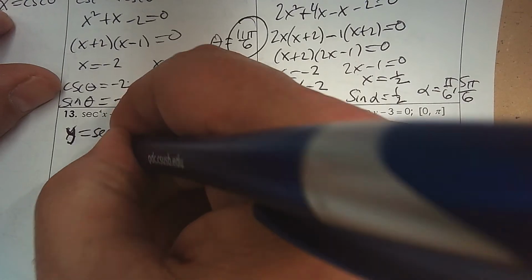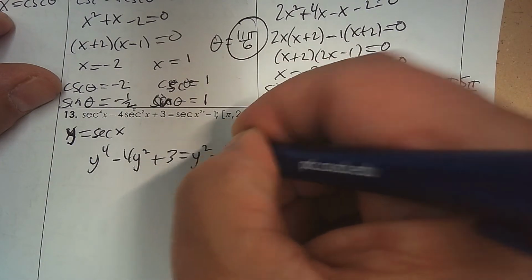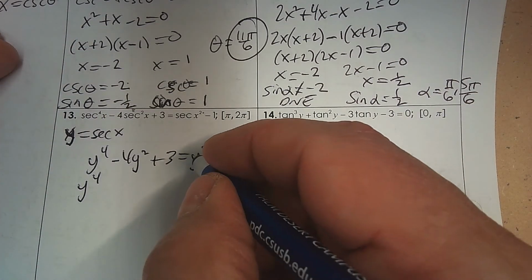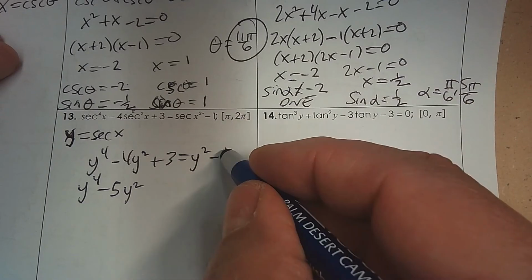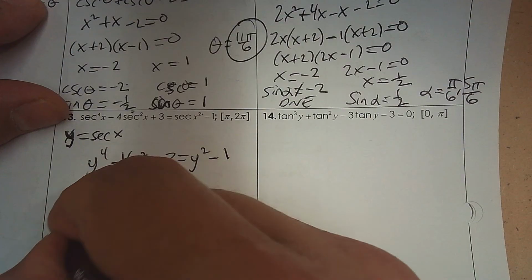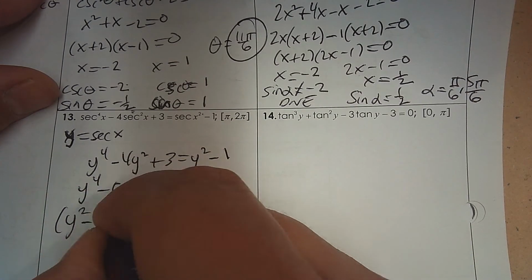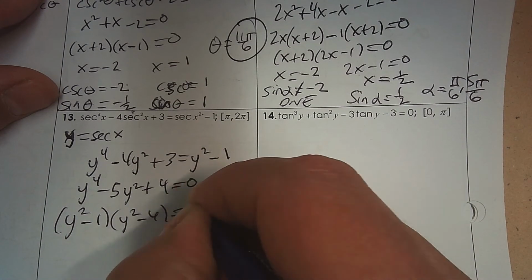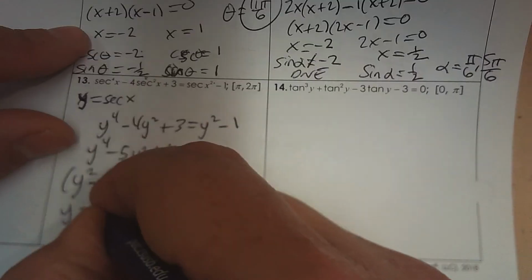We already have x. So that'd be y to the 4th minus 4y squared plus 3, and then y squared minus 1. To make the algebra simpler, combine like terms, so subtract y squared. Negative 4, subtract 1. So add 1, that's 3 plus 1, that's 4. And then factor it. So when I factor this, the two numbers that multiply to 4 and add to negative 5 are negative 1 and negative 4. Then when I solve it, the answer is going to be positive and negative 1.